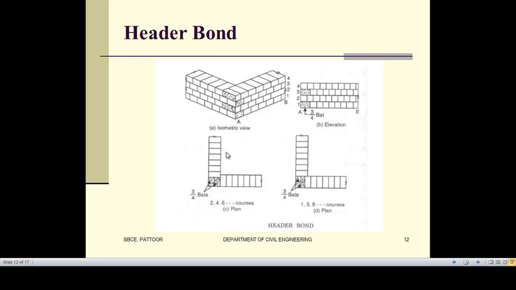So hope you understood these two types of bonds, stretcher bond and header bond. In the next lecture, I'll explain English bond and Flemish bond. So thank you.